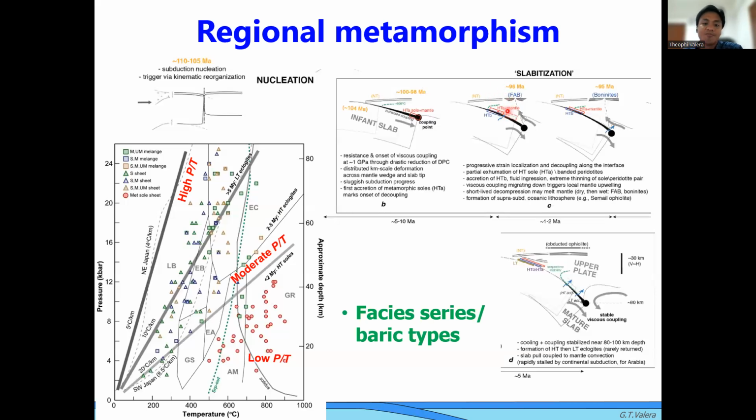So oceanic lithosphere. So itong metamorphic sole na to, for example, in Oman and other ophiolitic units, usually they preserve low pressure, high temperature gradients.